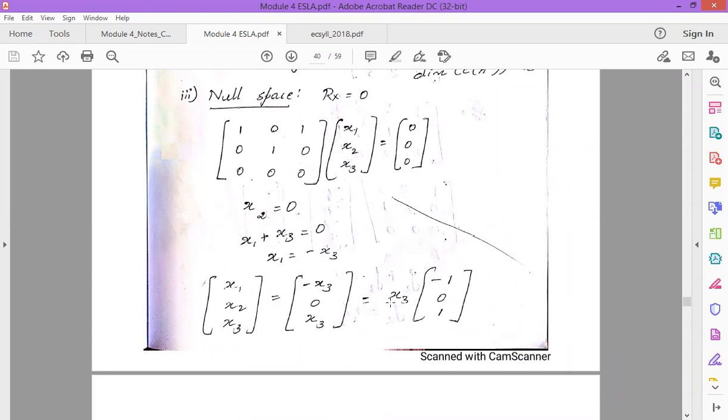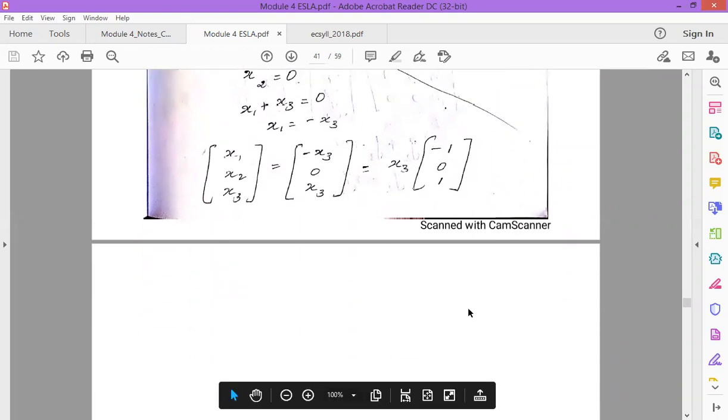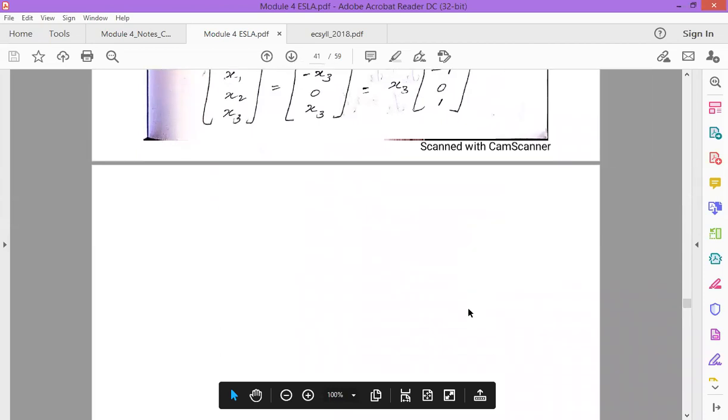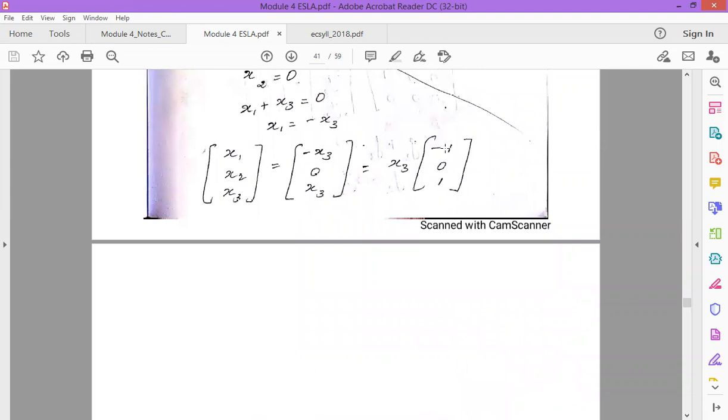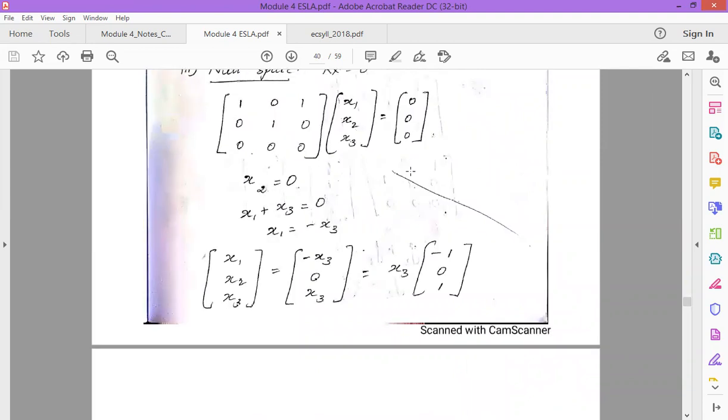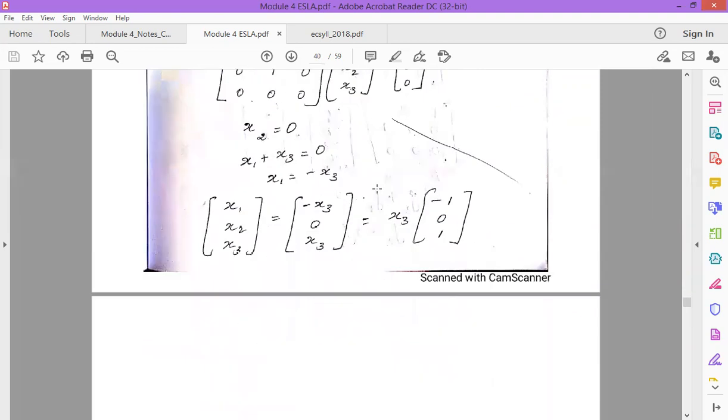So x3 can be taken outside, x3 within the bracket minus 1 0 1. So once you get that, the null space of the matrix A is minus 1 0 1. So this is obtained by equating Rx is equal to 0.